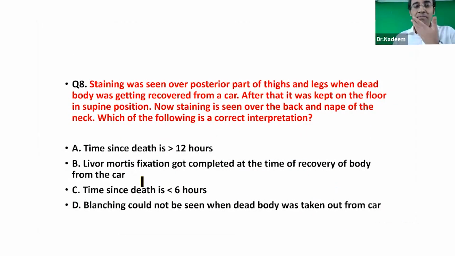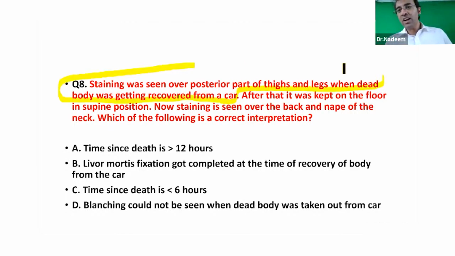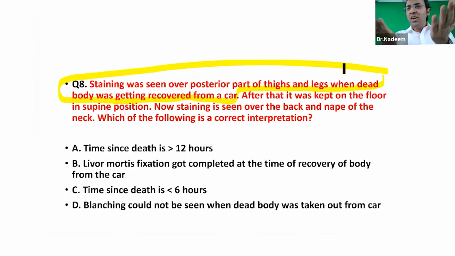Next, staining was seen over the posterior part of thighs and legs when the dead body was recovered from the car. See, when you read up to here only, now tell me, what was the position of the dead body in the car? He was sitting on the seat, right? So in the sitting position, obviously over the dependent part there will be staining, discoloration, over the posterior part of thighs and legs.